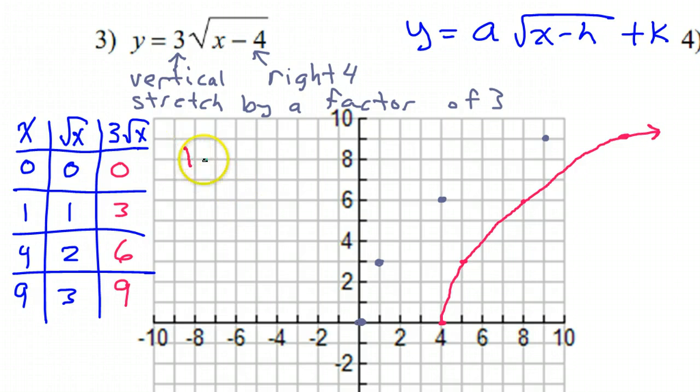And then the domain, the x values go from 4 to infinity. By the way, notice I'm using a bracket for the 4 because 4 is included. It's not an asymptote. 4 is not an illegal value. If we use 4, 4 minus 4 is 0, and the square root of 0 is 0. 3 times 0 is 0. These are all valid numbers.